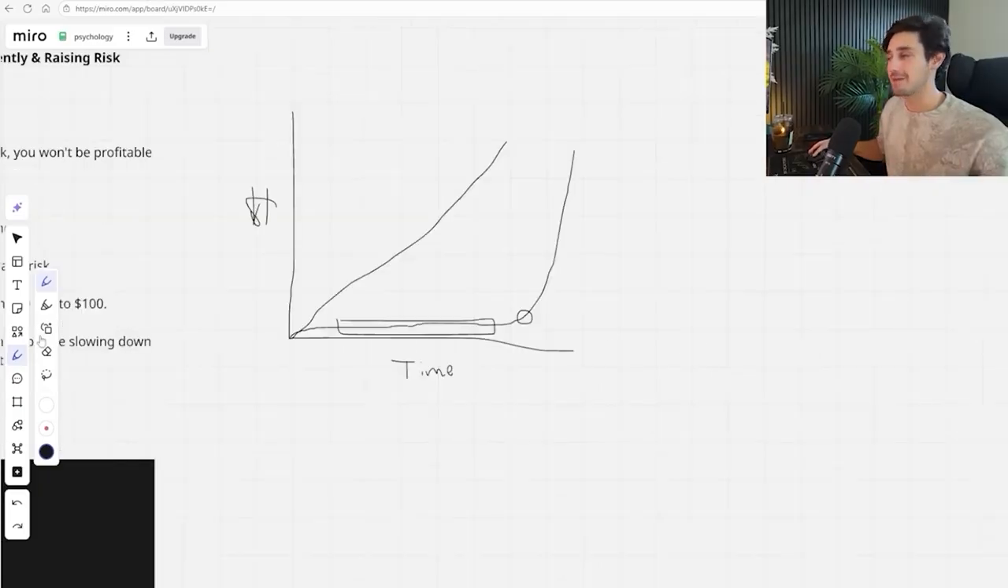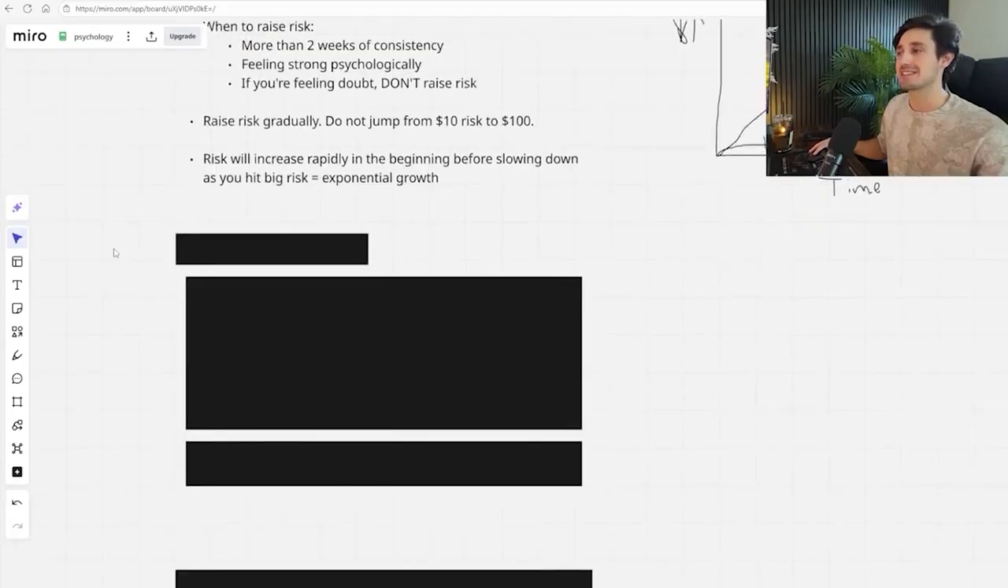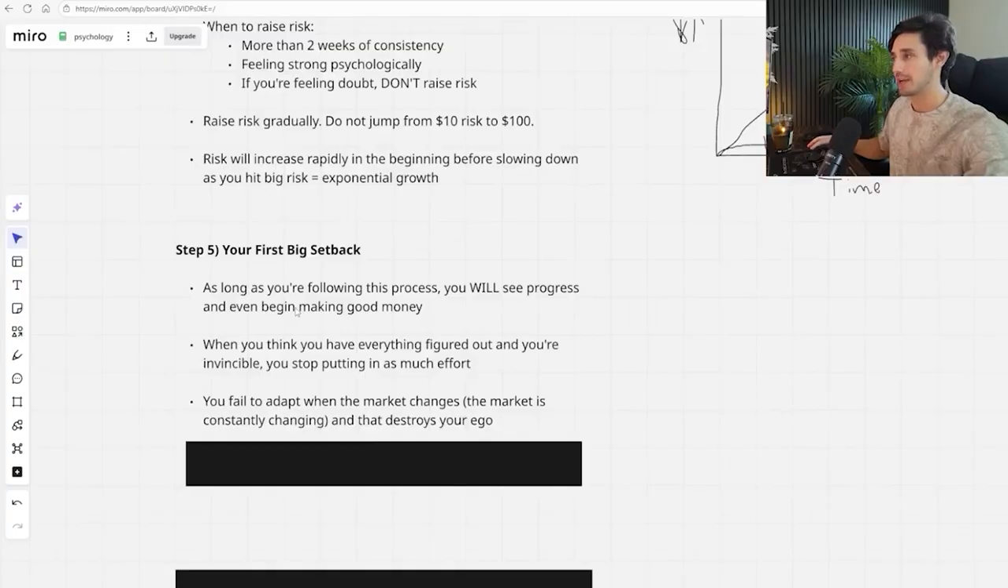So going into step 5 at this point, maybe you're feeling really good about your trading. You raised your risk from $10, now you're risking $100 per trade. Everything is clicking, you're feeling invincible, you're making $400 or $500 a day. Maybe you're even making $1,000 or $2,000 pretty consistently, and you're feeling great. Well, this is going to happen next. And that is, you're going to see something like this, where you see a dip in your trading. And that goes into step 5, which is your first major setback, okay?